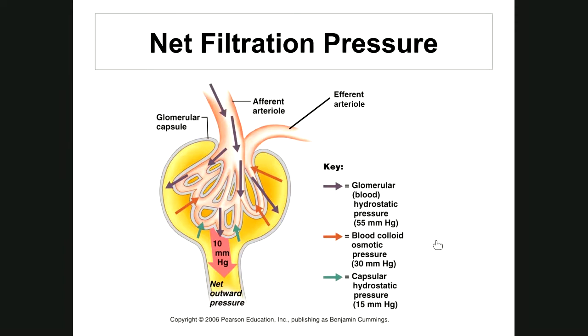And as long as it's a positive number, like it is right here, filtrate can be formed. As long as the driving force, your blood pressure, is greater than the two resistance forces, capsular hydrostatic pressure and the blood colloidal osmotic pressure, water trying to enter back in the glomerulus, as long as that's positive, there is a formation of filtrate. It says net outward pressure, so it's going to go into the proximal convoluted tubule.